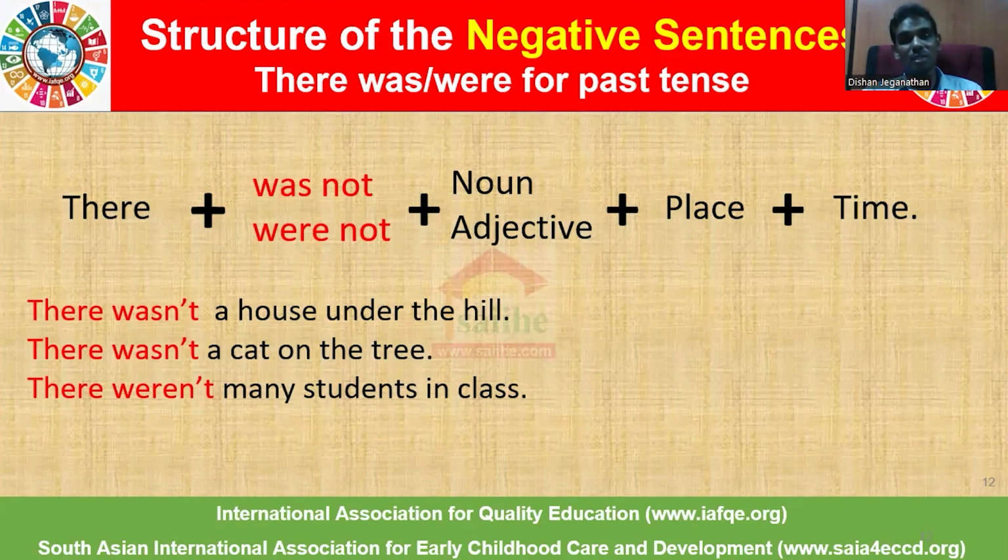There weren't many students in class. So students is plural now. So we make use of weren't.